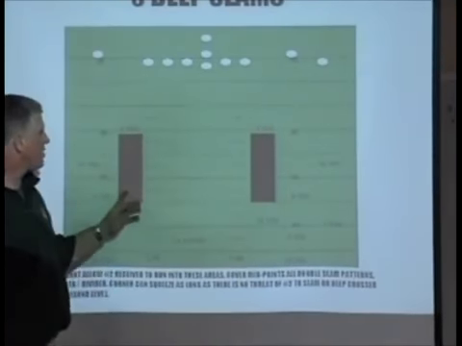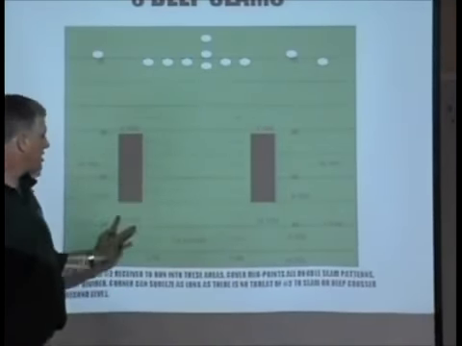We'll identify where the seams are. It's 3 yards outside. All right. It's 3 yards outside the hash. We talked about that's where our free safety needs to expand to. Okay.